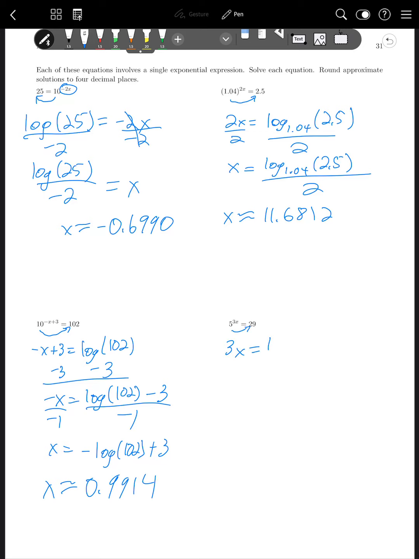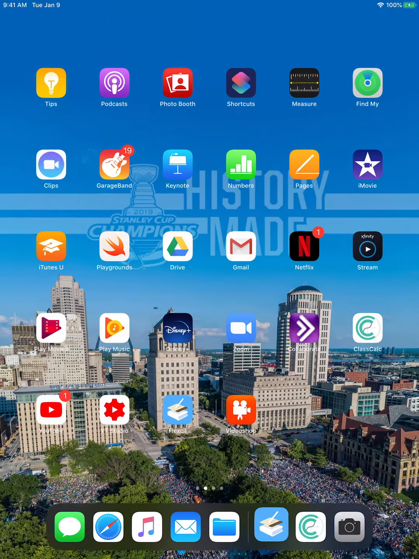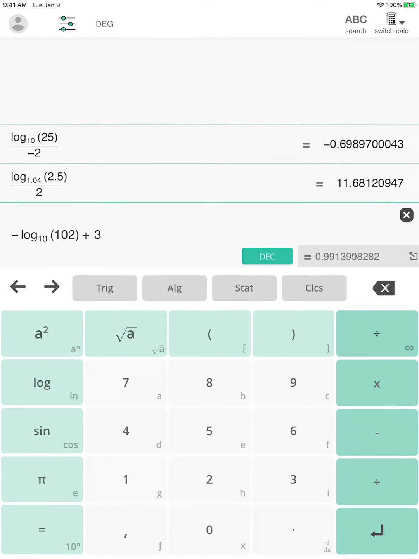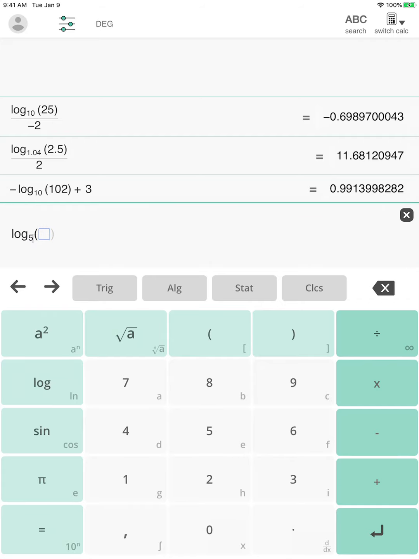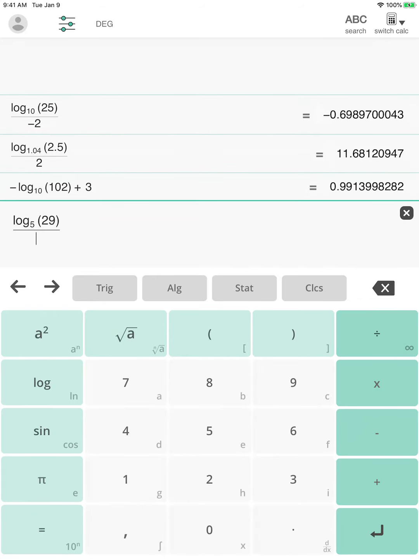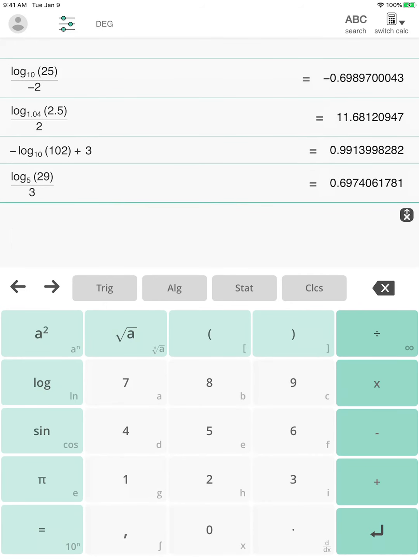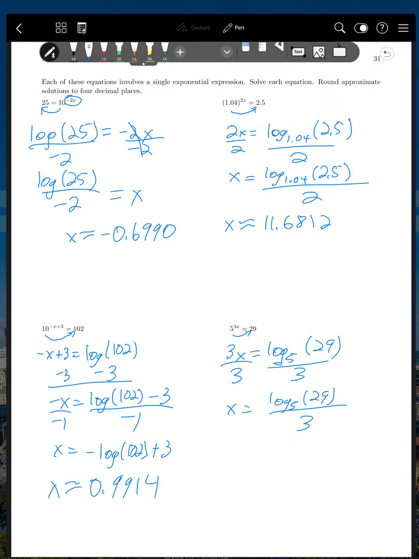So 3x equals log base 5 of 29. Divide by 3. And you get x equals log base 5 of 29 over 3. And then we can plug that in our calculator. And we get 0.6974.